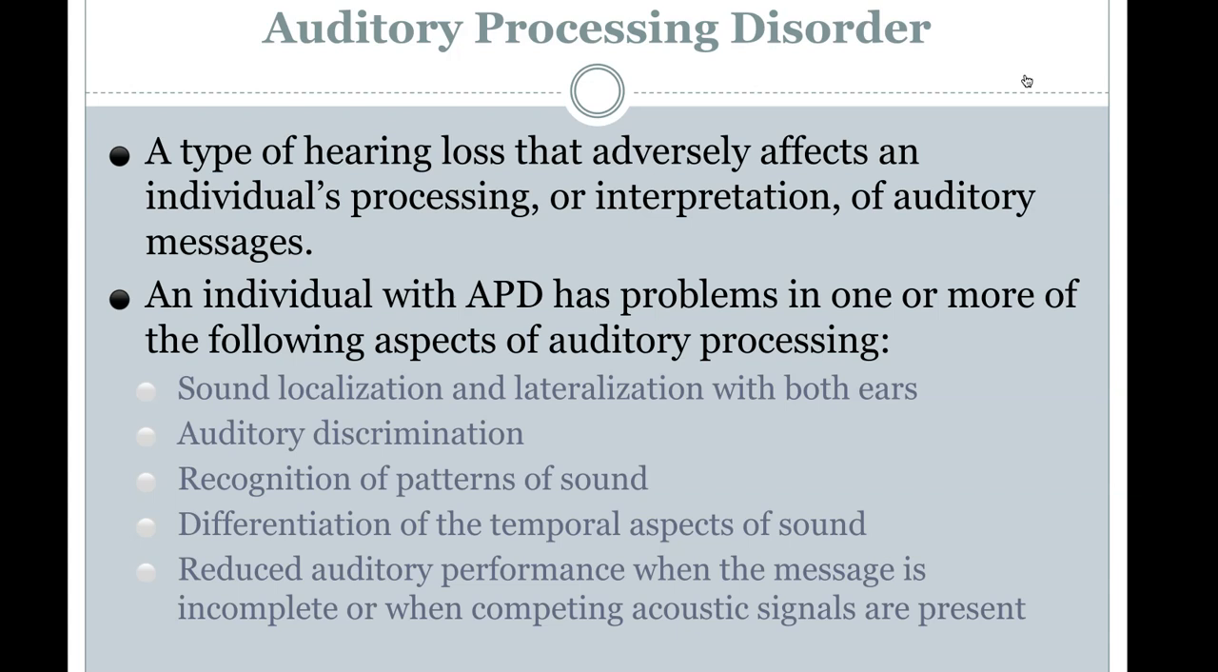An individual with APD has problems in one or more of the following aspects of auditory processing. They have trouble with sound localization and lateralization with both ears, right? So where's that sound coming from? Who's talking? They have trouble with auditory discrimination, right? Can I hear the difference between a P and a B, a D and a T?